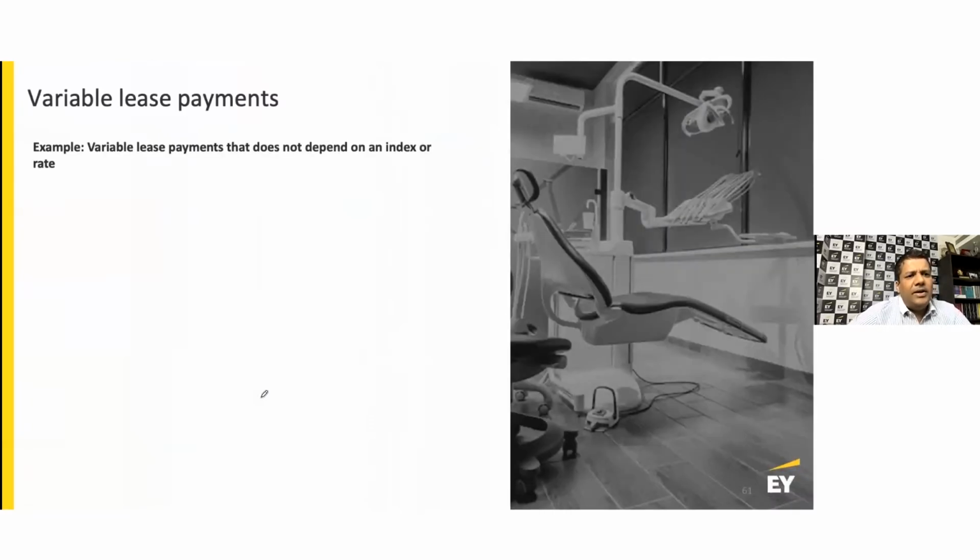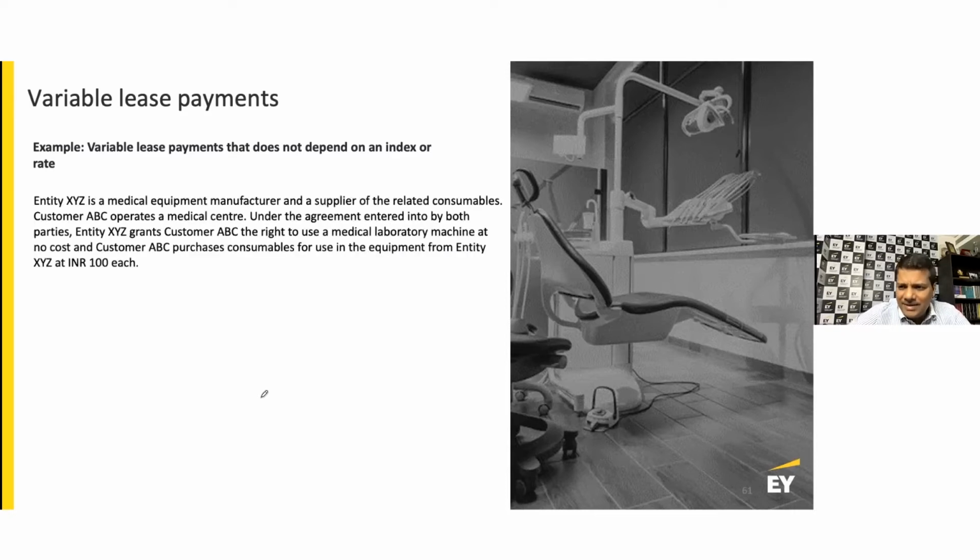Variable lease payments that do not depend on an index or a rate. If you are dealing with a situation where it does not depend on an index or a rate, then remember what I said: you essentially account for it as an executory contract. You will not record a liability in advance. You will keep on measuring it, and as and when the liability crystallizes, you will account for it and then you will pay for it, okay?